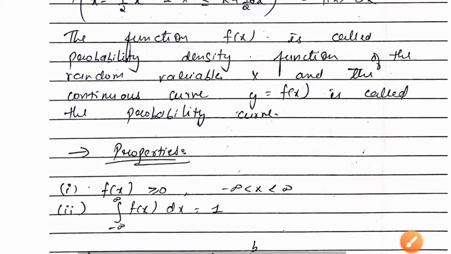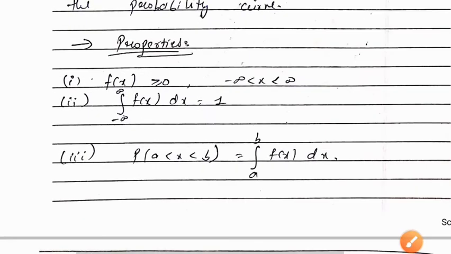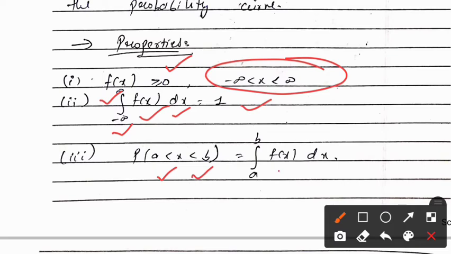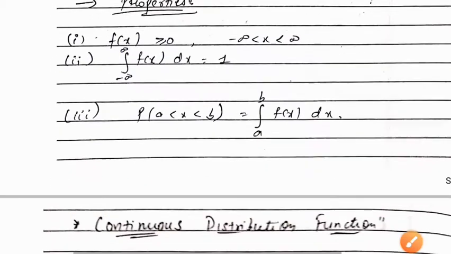Let us see some of the properties of probability density function. First, f(x) must be greater than or equal to 0, and the range of x is minus infinity to infinity. Second, the integration of f(x) for the limit minus infinity to plus infinity with respect to x must be equal to 1. And third, P(a < x < b) must be equal to the integration of f(x) in the interval a to b dx. You need to remember these properties.